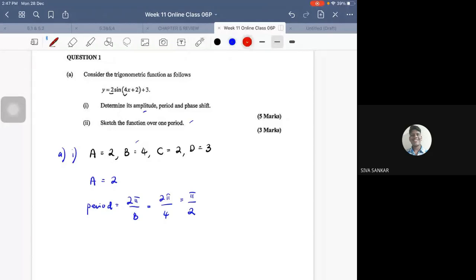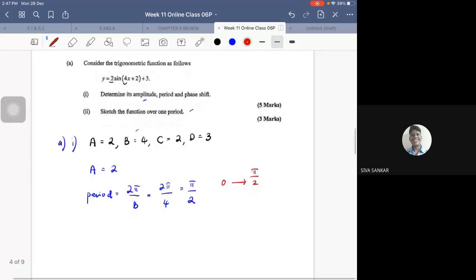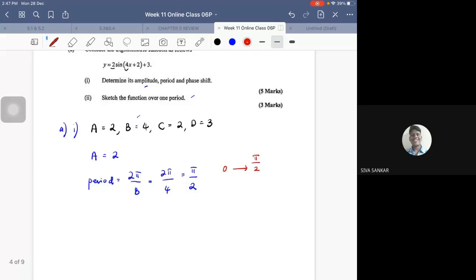So maknanya graf kita ni, instead of start daripada kosong sampai 2 pi, this graph dia akan start dekat kosong and dia akan stop dekat pi over 2. Tapi tu kalau tak ada phase shift, baru dia start dekat kosong. Kalau ada phase shift, dia akan start somewhere else, sebab dia akan alih ke kiri ataupun kanan. So that is going to be the period.